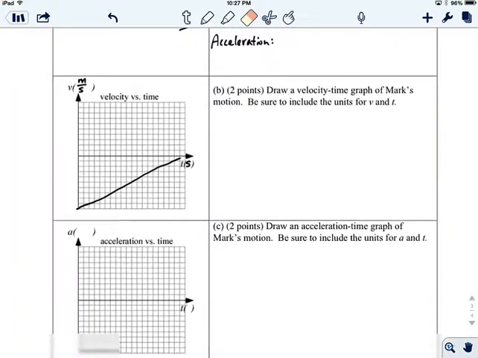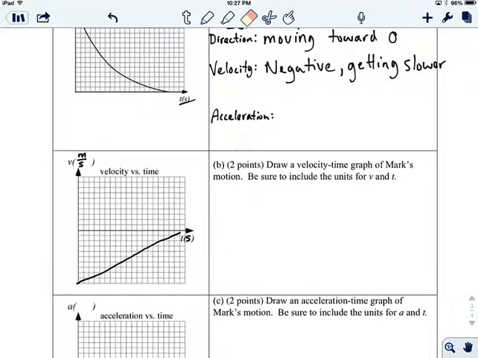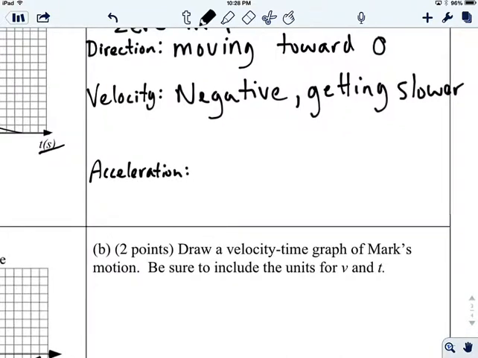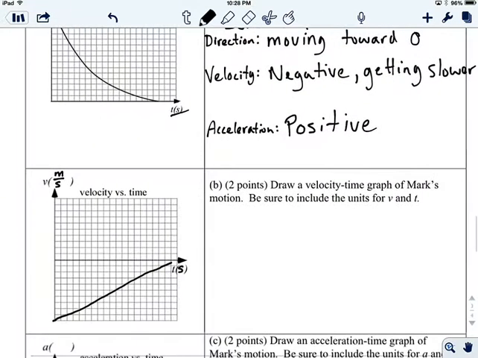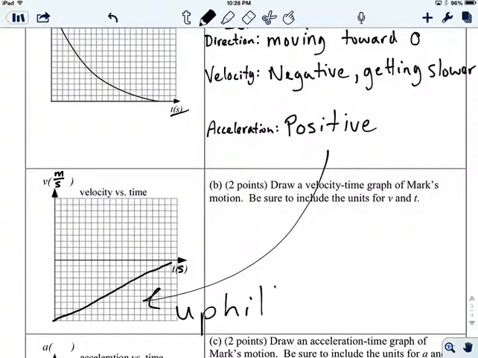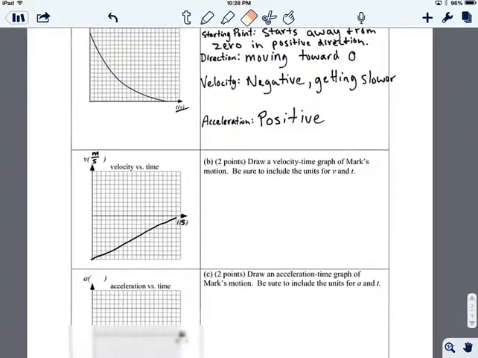Okay, so acceleration. There's a couple things we want to look at. First off, we know that acceleration is positive. The reason that acceleration is positive is if I look down here, this line is uphill. If it was downhill, it would be negative. So let me repeat. If you look down to your velocity graph, if it's uphill, it's positive. If it's downhill, then it's negative. But it's not downhill, it's uphill, so this is positive. Okay, so we've got our information for acceleration.